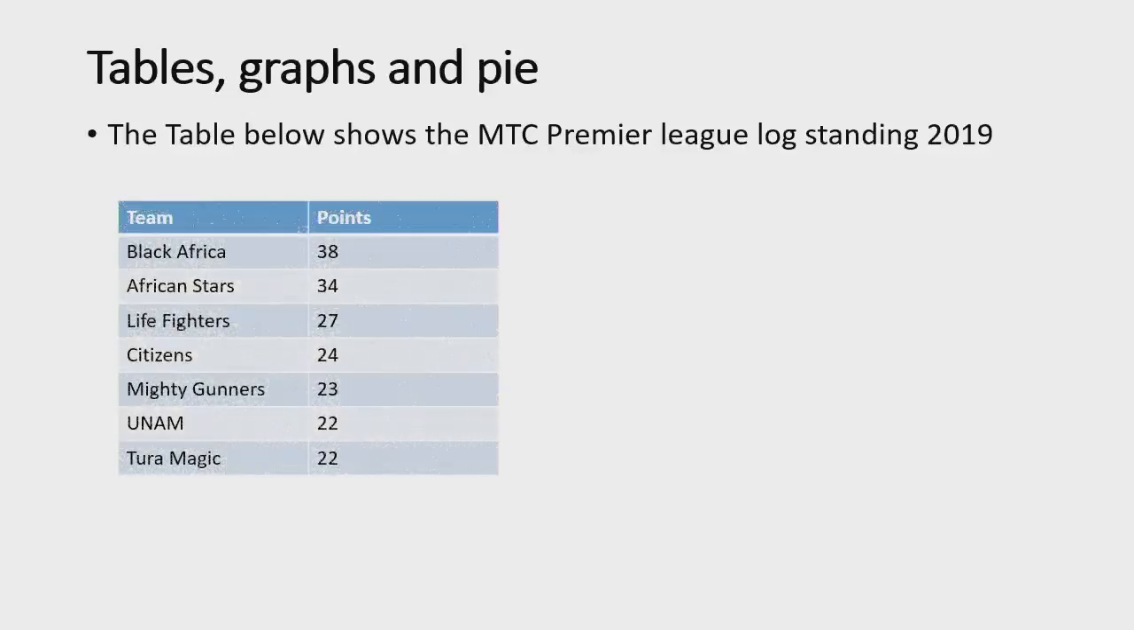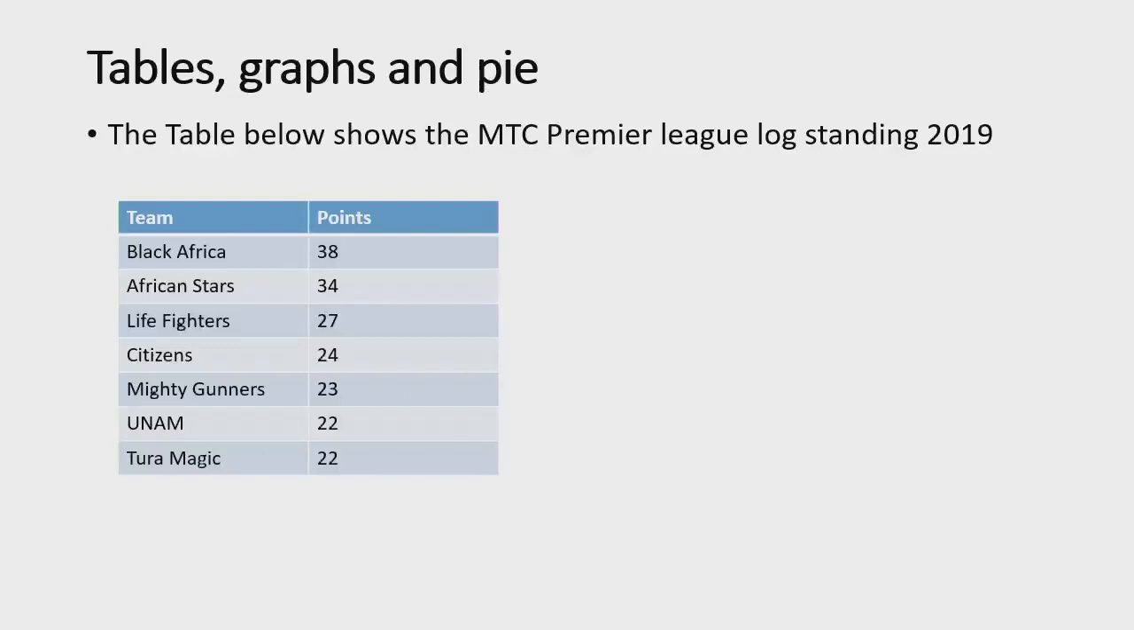Now I have an example here of a graph where we are talking about the Premier League in Namibia in 2019, where we have our soccer teams. We have Black Africa. Here it shows the log: Black Africa, African Star, Life Fighters, Citizen, Mighty Gunners, Unam, and Tura Magic. That's the table that they are giving you.